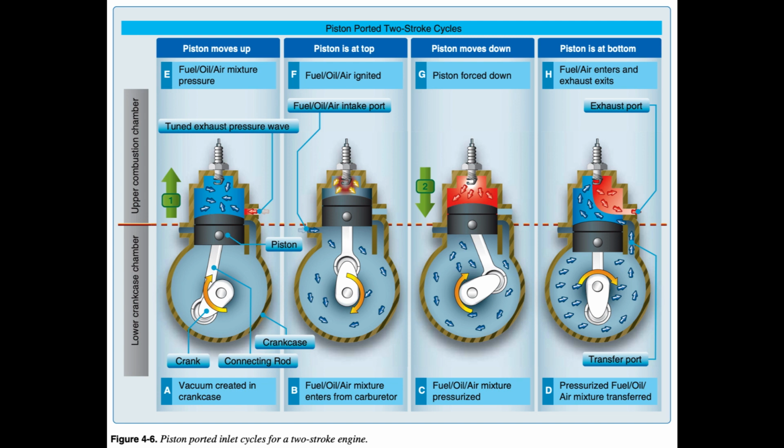Figure 4-6h. Piston reverses direction from downstroke to upstroke. As the piston reverses direction from the downstroke to the upstroke, the process is complete. Figures 4-6h and 4-6a.